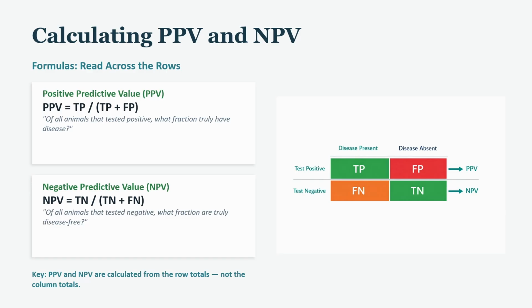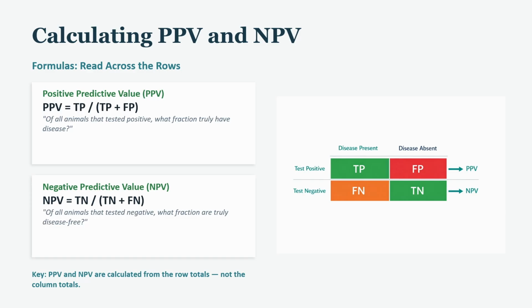NPV equals true negatives divided by all negative tests. TN divided by TN plus FN. It answers, of everyone who tested negative, what fraction is truly disease-free? If NPV is 99%, then 99 out of every 100 negative results are true negatives, a very reassuring test to rule out a disease. One important note on interpretation.